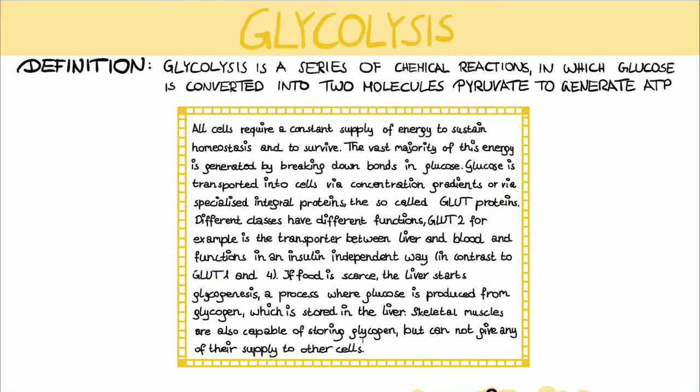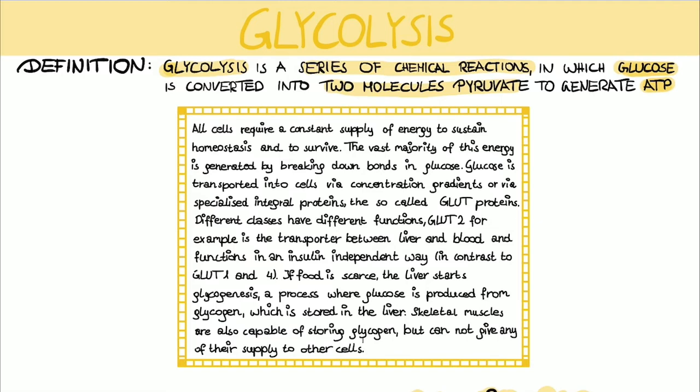Another biochemistry episode. Today we're looking, as the title suggests, at glycolysis. Let's start with a definition. Glycolysis is a series of chemical reactions in which glucose is converted into two molecules of pyruvate, with the paramount goal to generate ATP.